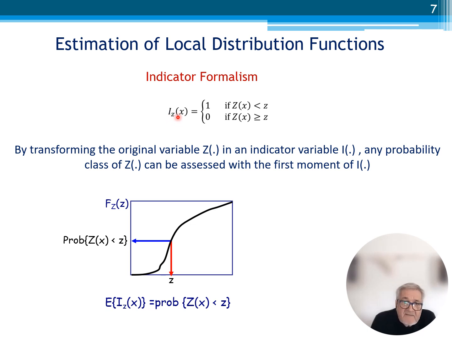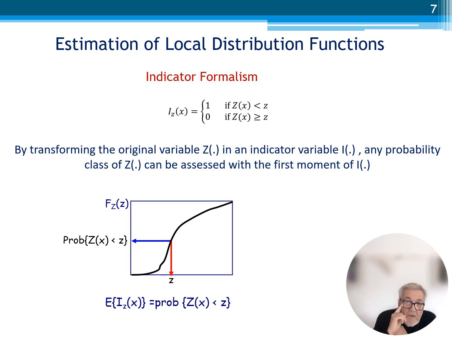With this small z, z is the threshold, the limit of a class of the original variable that you want to calculate. This indicator variable I takes the value 1 if z of x is lower than z, or 0 otherwise. This is crucial to understand. By transforming the original variable z into an indicator variable I, the probability of any class of z can be assessed with the first moment of I, with the mean. You see?